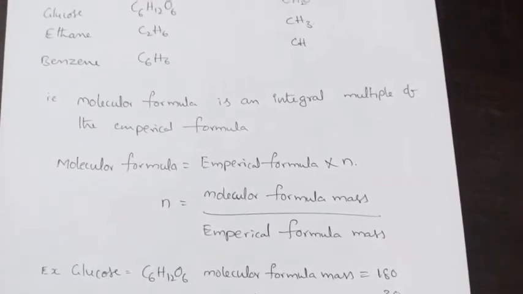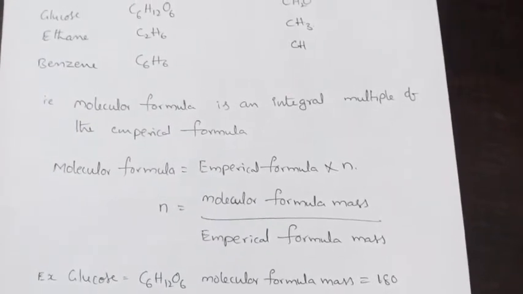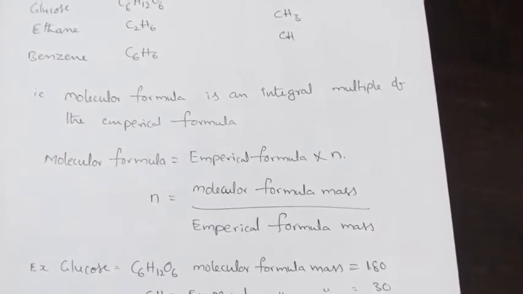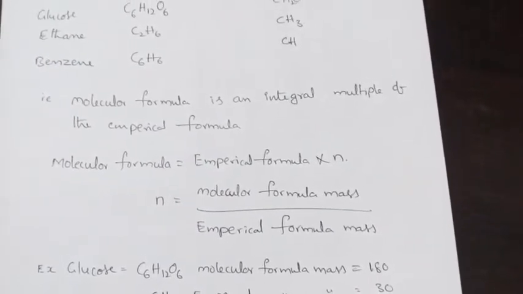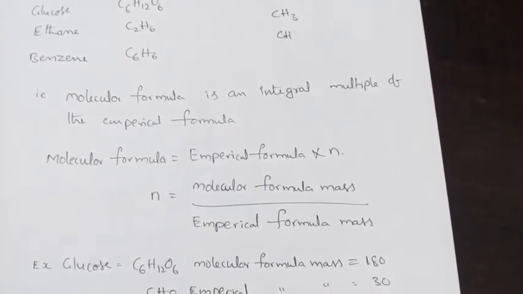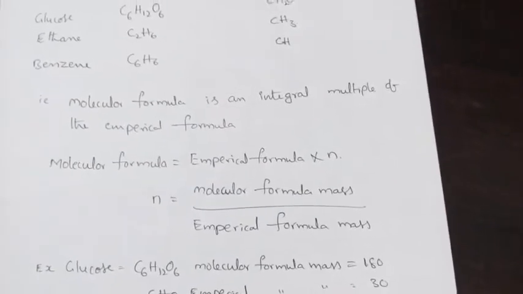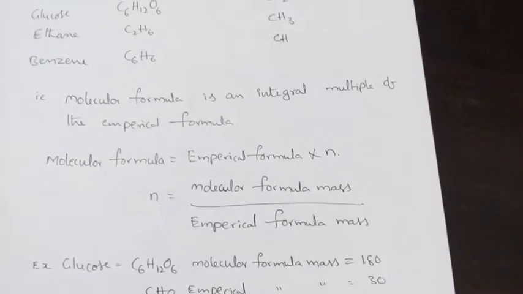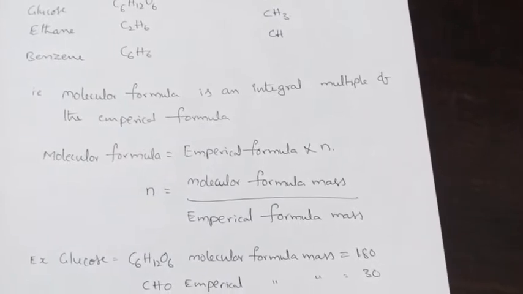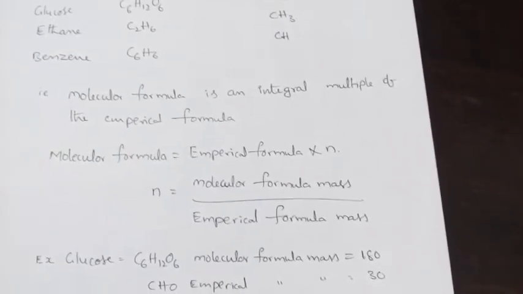The molecular formula of a compound is an integral multiple of the empirical formula. If you multiply the empirical formula by a suitable integer, we will get the molecular formula. So molecular formula equals empirical formula times n, where n is an integer.